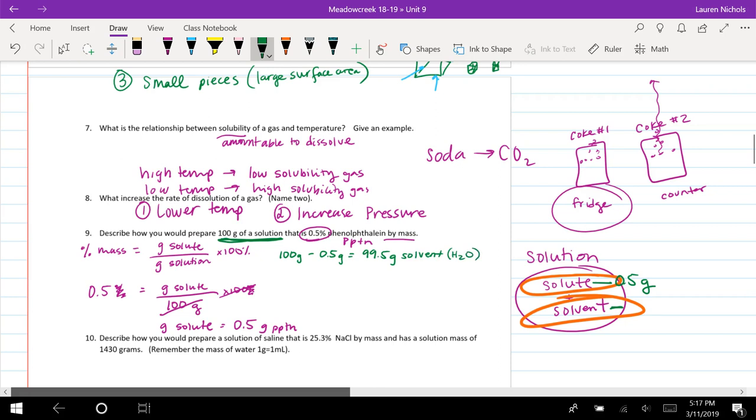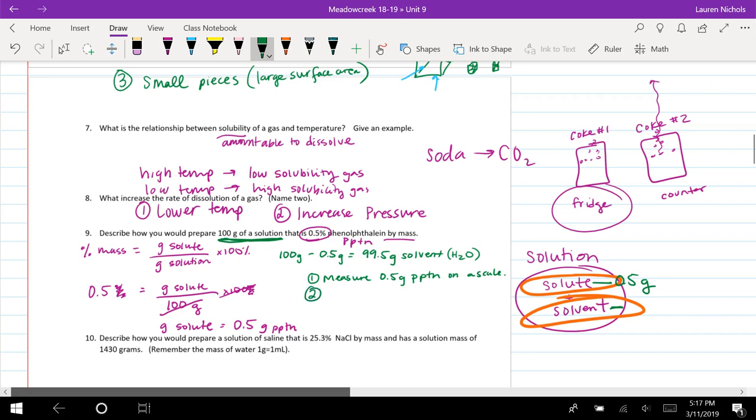And so if I want to explain how I'm going to prepare this, the first thing I'm going to have to do is measure my 0.5 grams of phenolphthalein on a scale. Now remember, y'all had a quiz question where it talked about measuring a certain amount on a scale, and the only thing you can measure on a scale is grams. You cannot measure moles. You shouldn't be measuring milliliters on a scale. So make sure that your unit for your number actually matches up with what instrument you're saying.